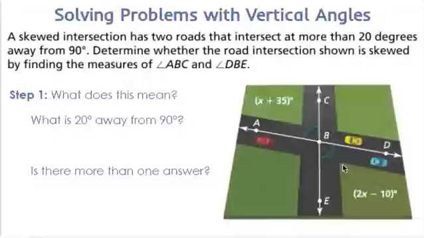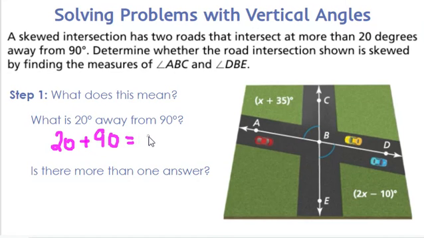So our first step is to figure out what does this mean. Well, we say 20 degrees away from 90, and it lets us know that it is more. Remember, more means that we are going to add. So we are looking for vertical angles that are 20 plus 90 equal to 110 degrees. So a skewed intersection has two roads that are more than 20 degrees, which means we're going to be looking for vertical angles that are greater than 110 degrees.